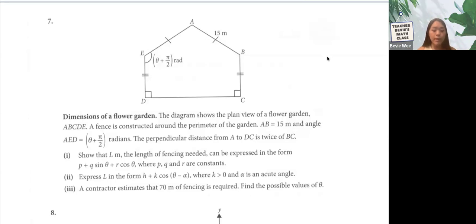Plan view of a flower garden ABCDE, and a fence is constructed around the perimeter of the garden. AB is 15, and angle AED is theta plus pi over 2. Again, it's in radian mode. The perpendicular distance from A to DC is twice BC. I want to show that the length of this fencing needed is in this format: P plus Q sine theta plus R cos theta, where P, Q, R are constants. All right, are we ready? Think about it. How to find?